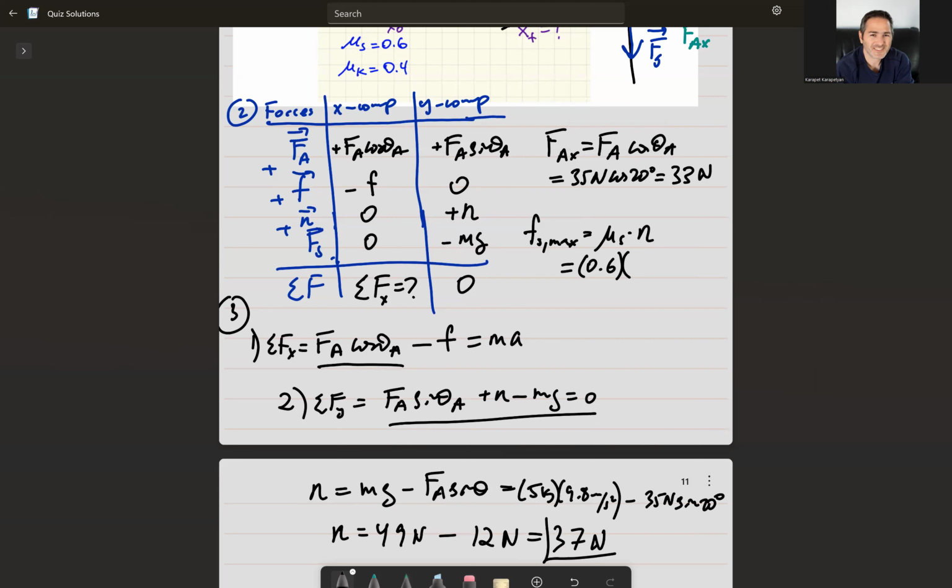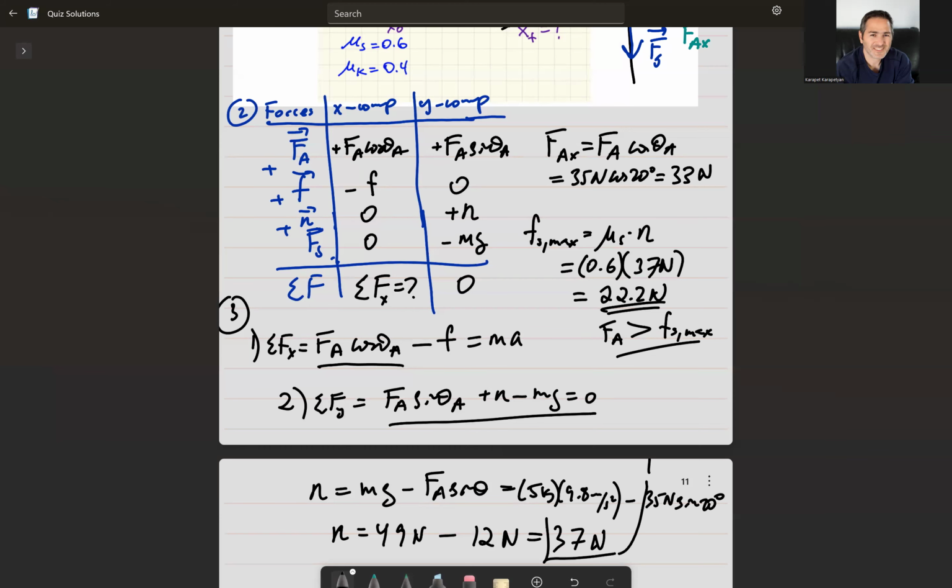That means what I have here is 49 minus 12, 37 newtons. That's my normal force. Remember, the applied force is not fighting against the normal force. So I have to take this and move it here. So the 37 newtons. And the static friction force will be 0.6 times the normal force. So it is 22.2 newtons, which means my applied force is significantly stronger than the maximum static force. So my object will not stay at rest.